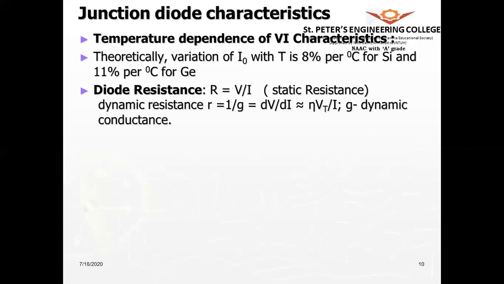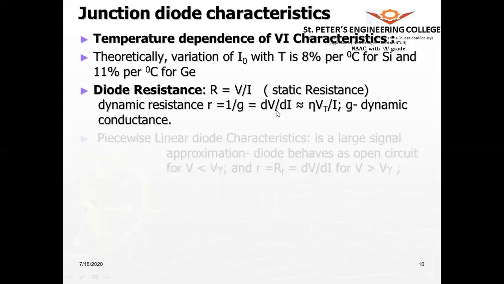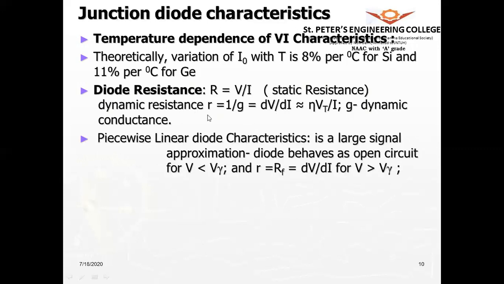So the diode resistance R is equal to V by I. We can look at the graph and plot that. When we take the instantaneous resistance, we call it the dynamic resistance, which is given by R is equal to 1 by G, and that is approximately equal to eta times Vt by I.